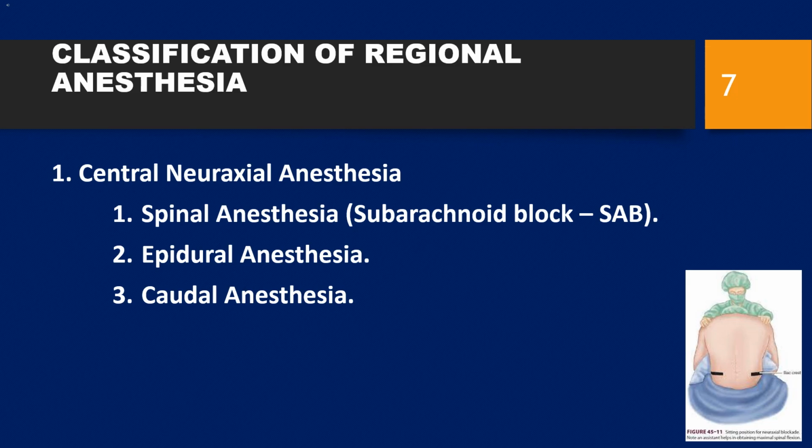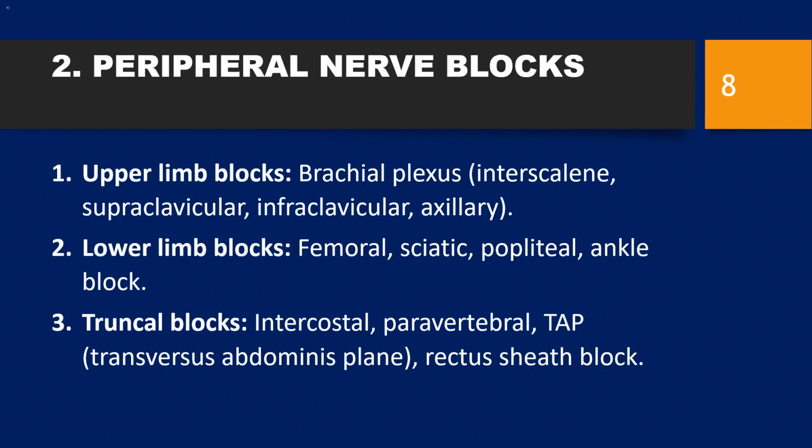Epidural anesthesia: administering local anesthetic into the epidural space, allowing for continuous pain relief and anesthesia through a catheter. 3. Caudal anesthesia, a type of epidural anesthesia where the local anesthetic is injected into the caudal space, often used in pediatric patients. 2. Peripheral nerve blocks. 1. Upper limb blocks. Brachial plexus: interscalene, supraclavicular, infraclavicular, axillary blocks at different levels of the brachial plexus provide anesthesia for various upper limb surgeries.